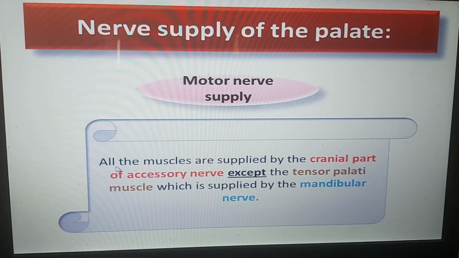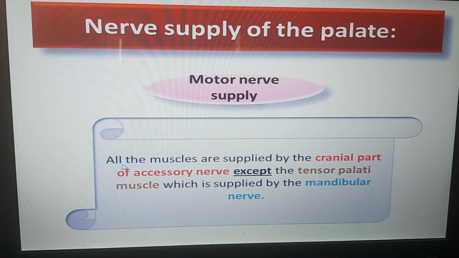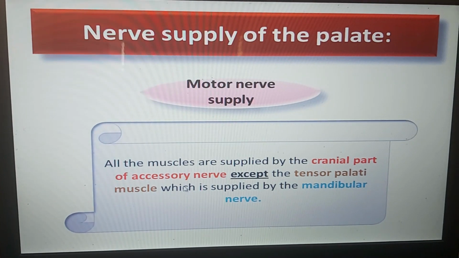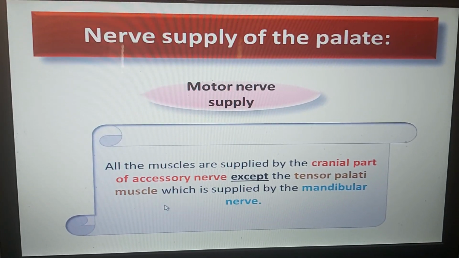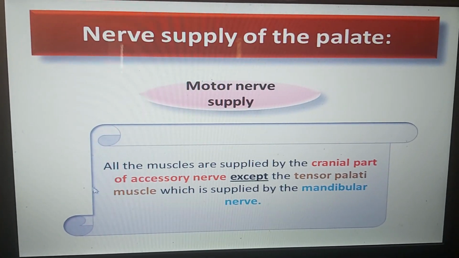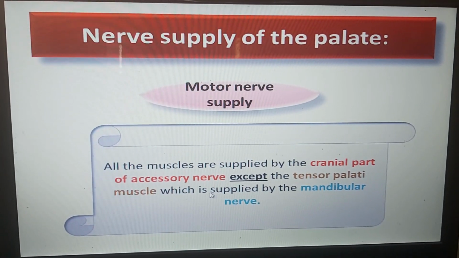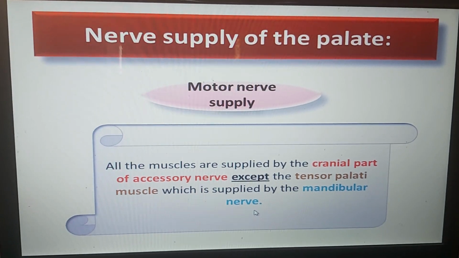This is the motor nerve supply. All muscles of the palate supplied by cranial part of accessory nerve except the tensor palati, which is supplied by mandibular nerve.